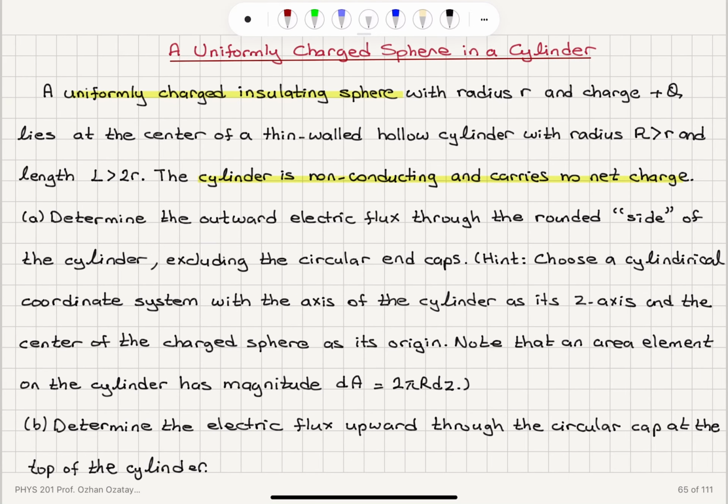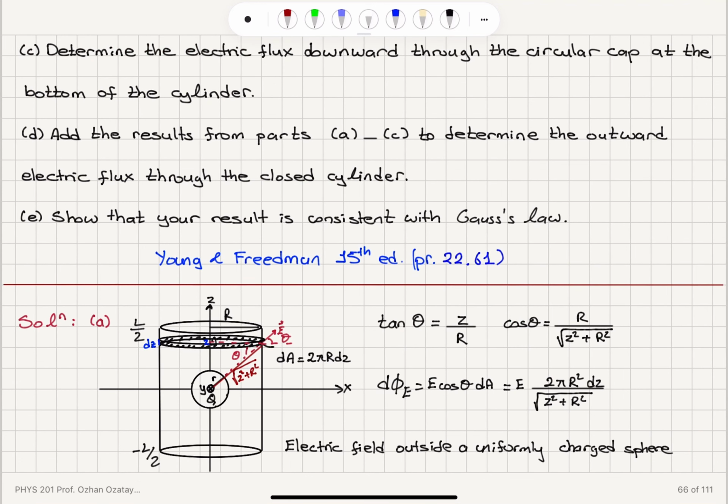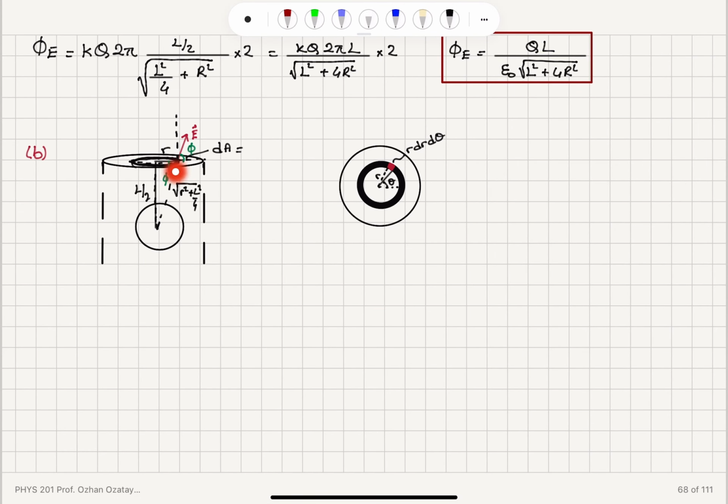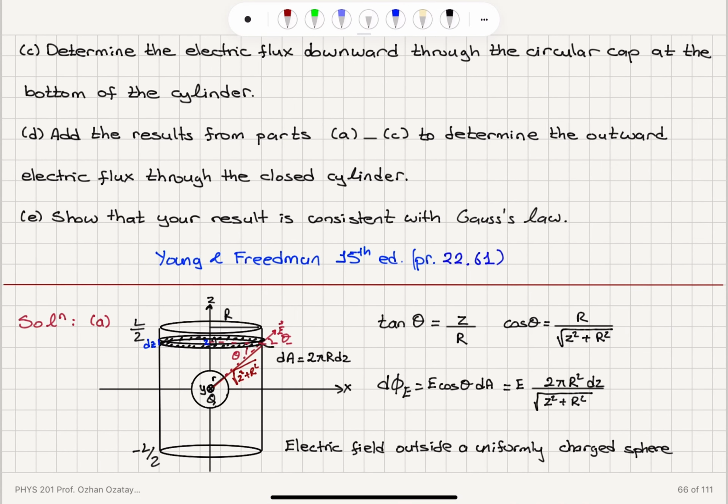Now in part B of the problem, determine the electric flux upward through the circular cap at the top of the cylinder. So we want to determine the flux through the cap, basically the flux through this region, the top cap. In part C, determine the electric flux downward through the circular cap at the bottom of the cylinder. So we will determine the flux through this cap. In part D, we will add the results from parts A to C to determine the outward electric flux through the closed cylinder, and then we will verify Gauss's law.